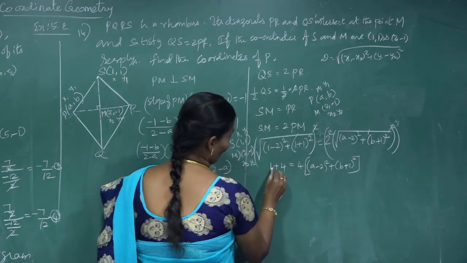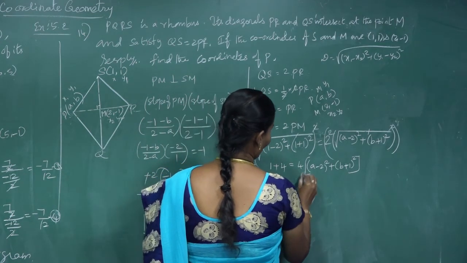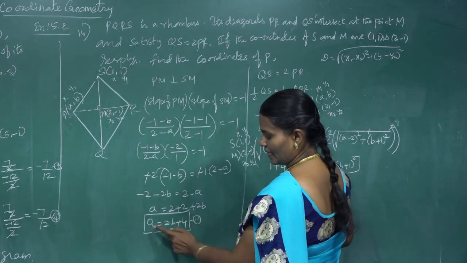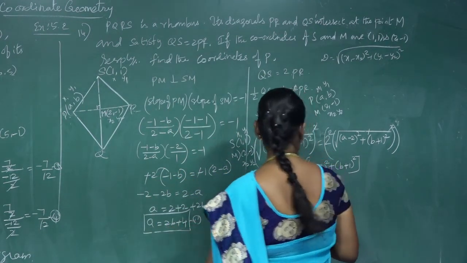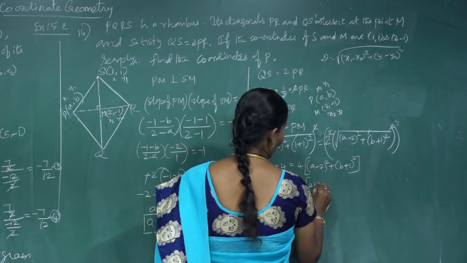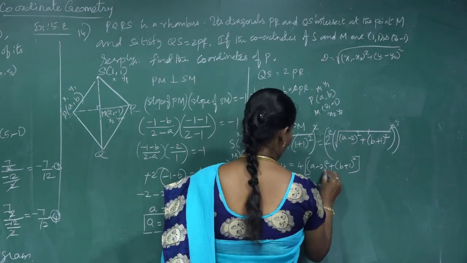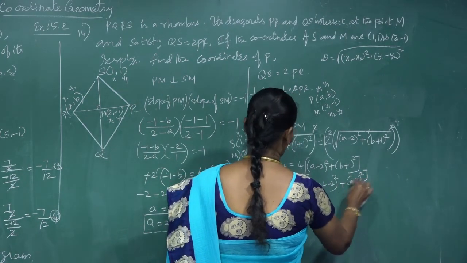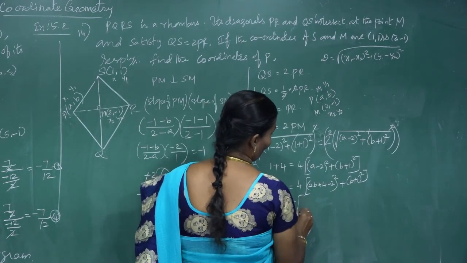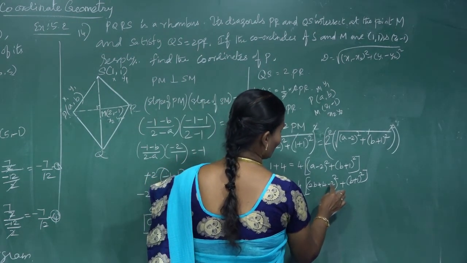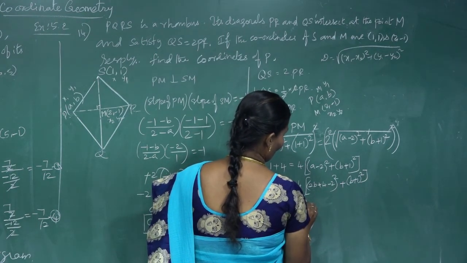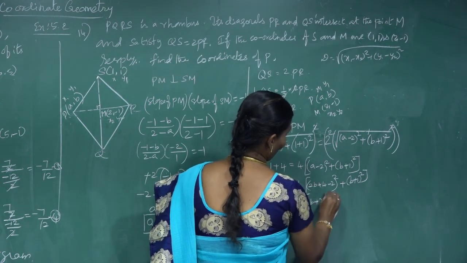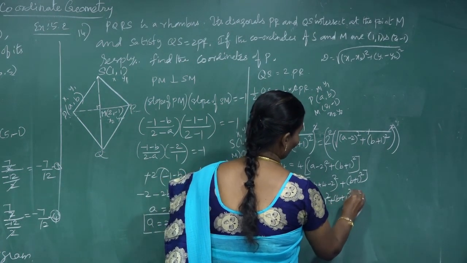See, now 1 plus 4 is 5. This is equal to 4 of, here you know in that equation, 1: A is equal to 2B plus 4. This one you apply here. Okay, (2B plus 4 minus 2) the whole square plus (B plus 1) the whole square. Okay, so 5 is equal to 4 of, see, 2B plus 4 minus 2 means 2B plus 2, the whole square, plus (B plus 1) the whole square.